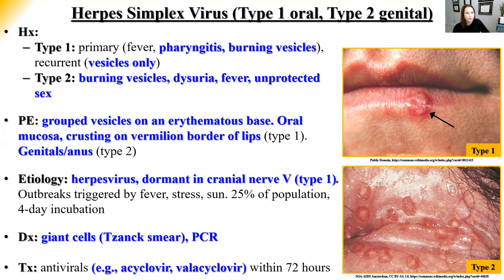PCR is a genetic way that we can diagnose this. We treat these with antivirals, so acyclovir or valacyclovir. You want to take them within 72 hours of symptom onset for them to be most effective.